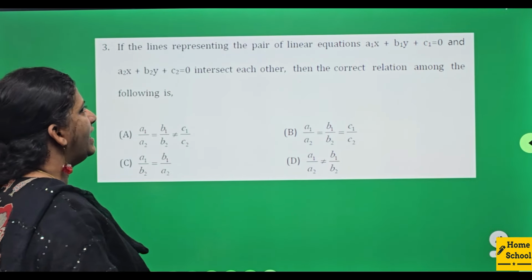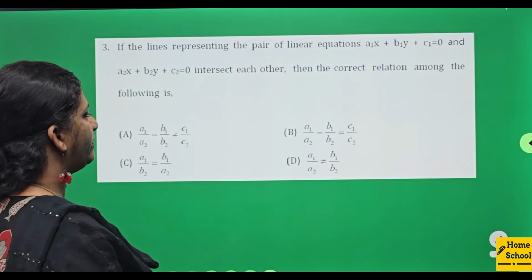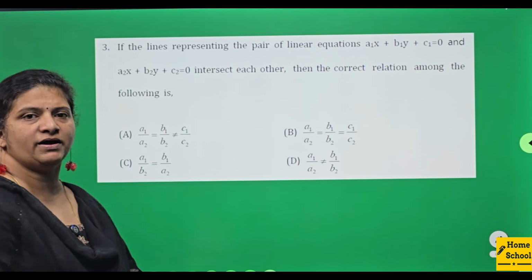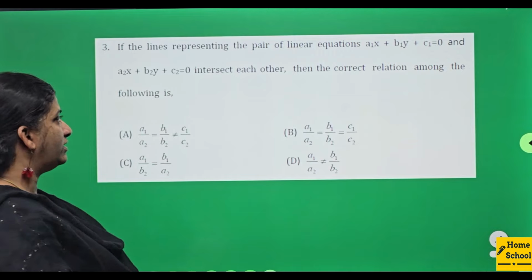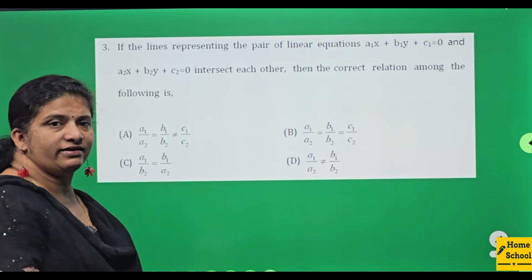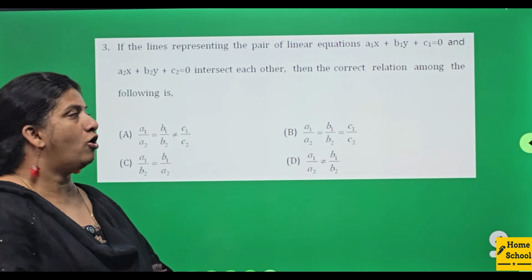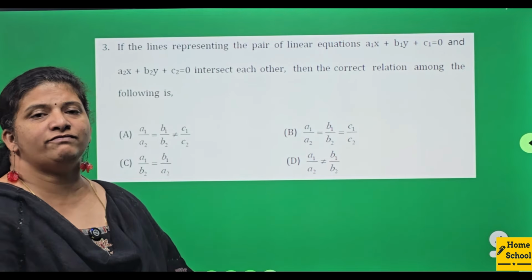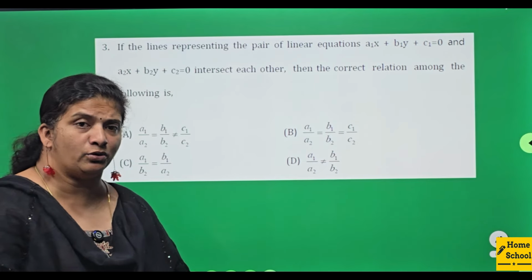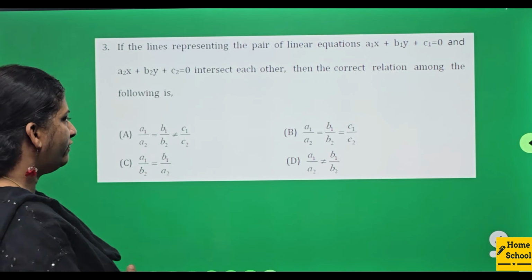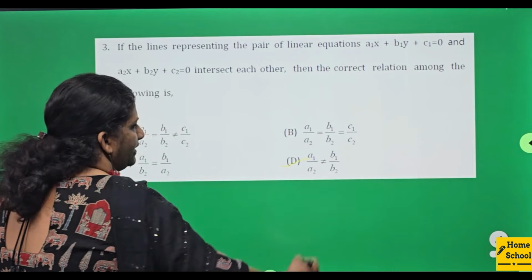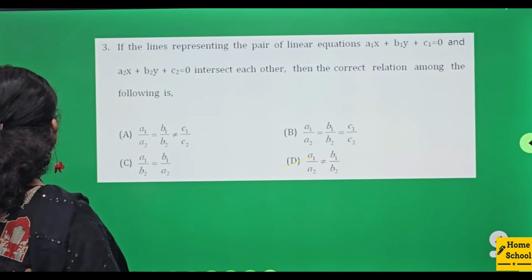Third one, if the lines representing the pair of linear equations a1x plus b1y plus c1 equal to 0 and a2x plus b2y plus c2 equal to 0 intersect each other, the correct relation among the following is... If the lines are intersecting, we know a1 by a2 is not equal to b1 by b2. Check for that option. It is option D.